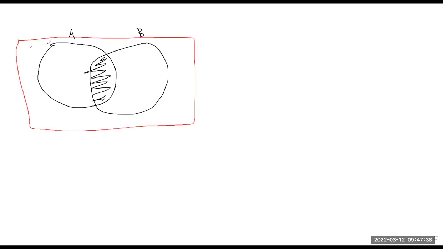So draw a set for me. Draw two sets, A and B, and the intersect. All right, now I want you to shade A intersect B for me. Now shade in another portion with a different color, A intersect B complement. A intersect B complement. Intersect, not the union.